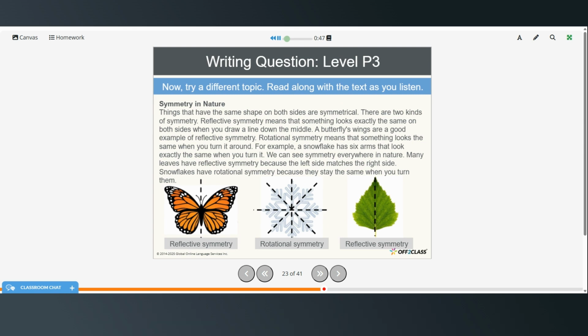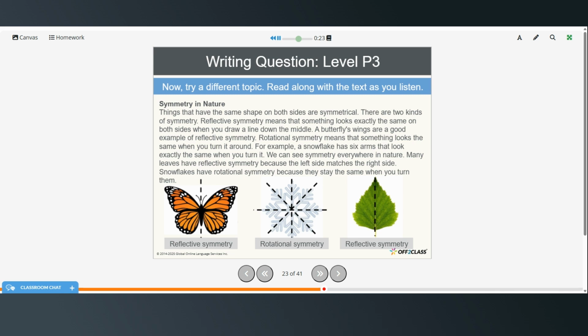Symmetry in nature. Things that have the same shape on both sides are symmetrical. There are two kinds of symmetry. Reflective symmetry means that something looks exactly the same on both sides when you draw a line down the middle. A butterfly's wings are a good example of reflective symmetry.